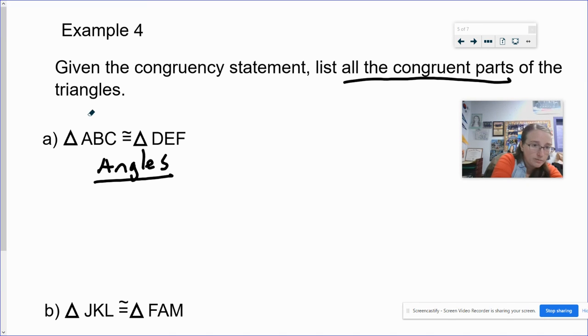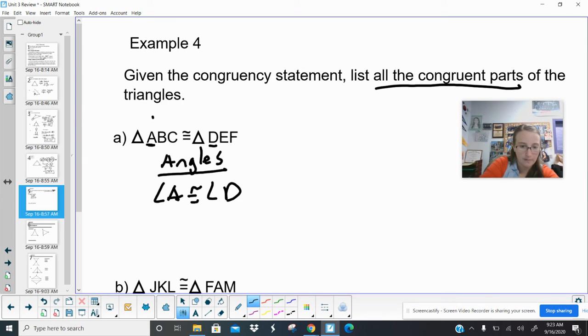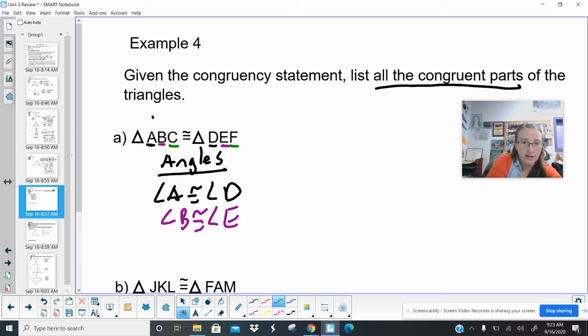It goes in order. Angle A is going to be congruent to angle D because they are the first ones listed. It goes in order. I'm going to use some different colors here. Angle B is going to be congruent to angle E because they're the second ones listed. And angle C is congruent to angle F because they're the last ones listed. So the angles are super easy. Now let's look at the sides.